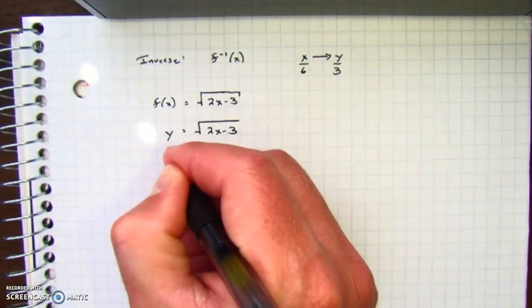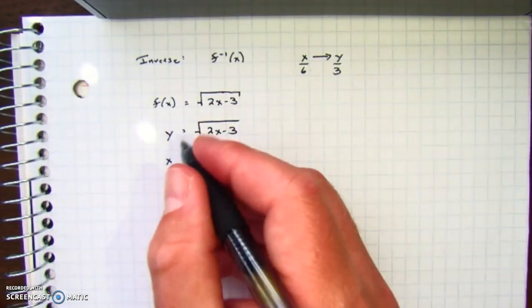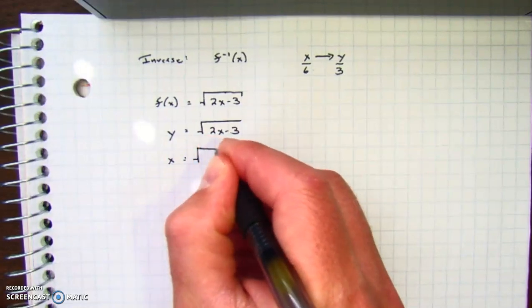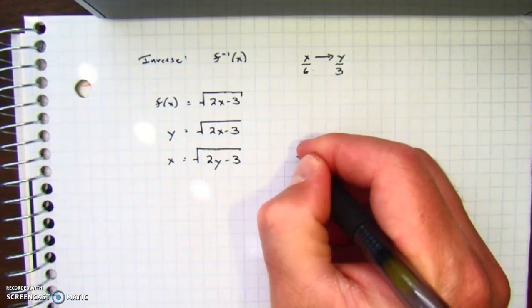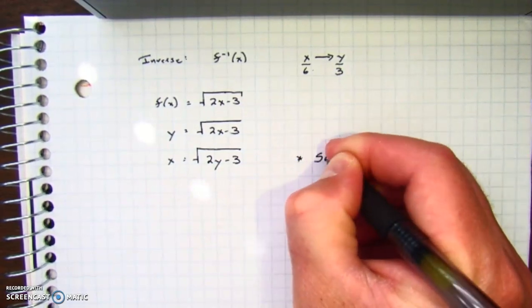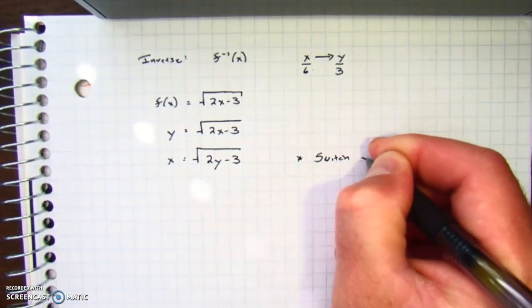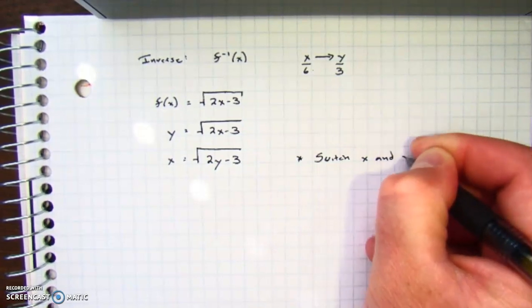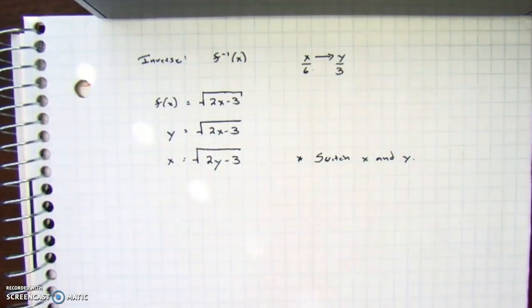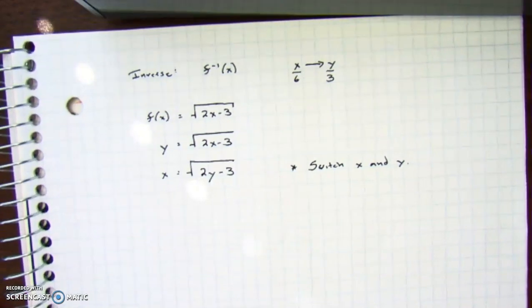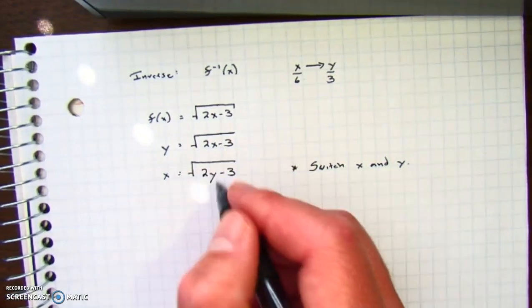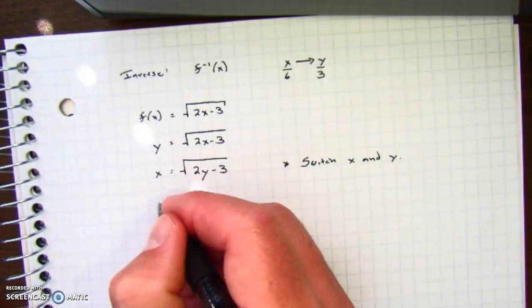So instead of y, we have x. So I've got x equals the square root of 2y minus 3. And I'm just going to put a little note over here of what we did: switched the x and the y. Now it comes back to a little bit of algebra. Now we solve for y. We're going to square both sides.